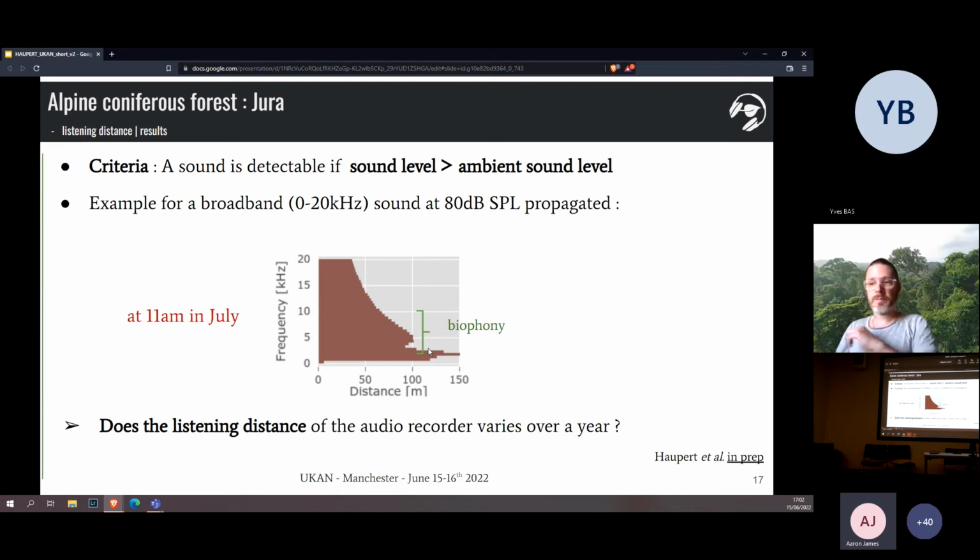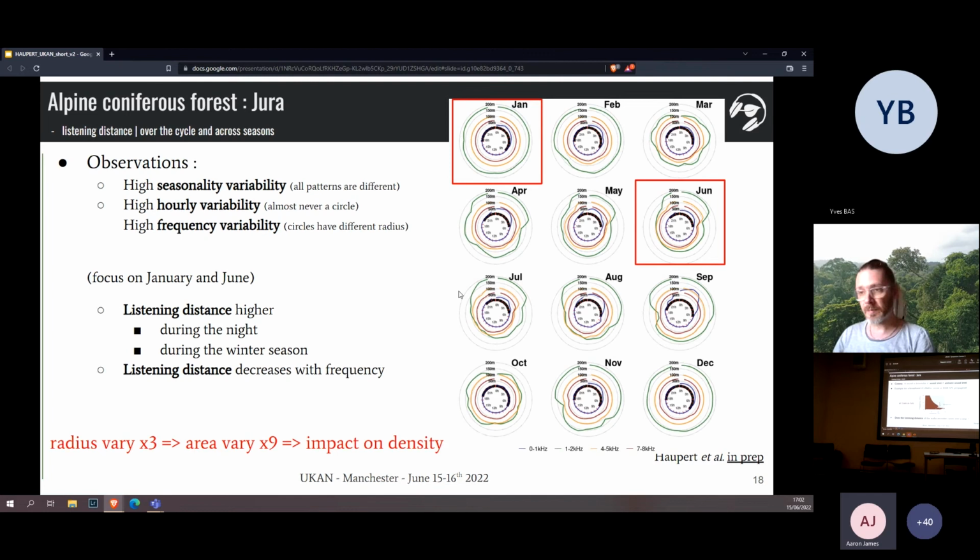So we just had a look at the listening distance for a single day and a single hour, 11 AM in July. The question now is, does the listening distance of the audio recorder vary over a year? And the answer is yes. You can see here the listening distance computed for every month of 1 year.